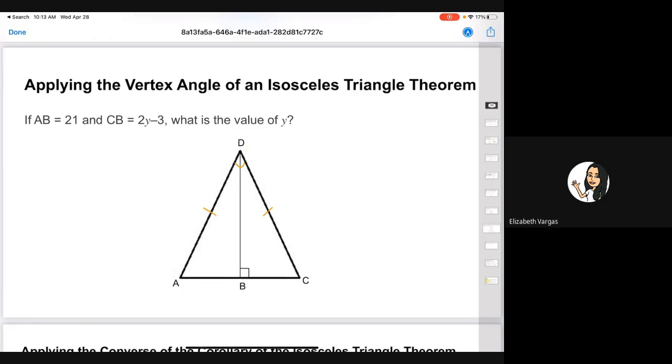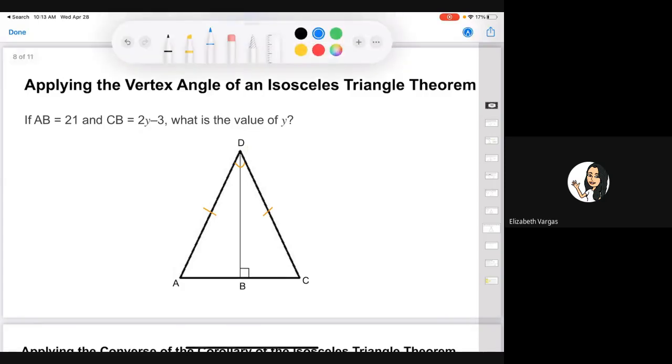Okay. So now we have the same thing. We're going to do the vertex angle of an isosceles triangle theorem, but this question is a little bit different. This one tells me if side AB is equal to 21, and BC is equal to 2y minus 3, what is the value of y? Well, what I know about a bisector is that it cuts my angle into two congruent halves, but it also cuts my side into two congruent halves. And so that means that this side and this side will be congruent to each other. So that allows me to solve for y, because 21 would be equal to 2y minus 3, because AB would obviously have to be congruent to CB.